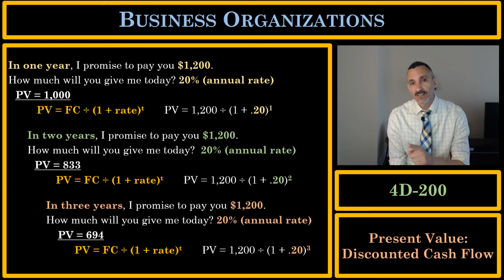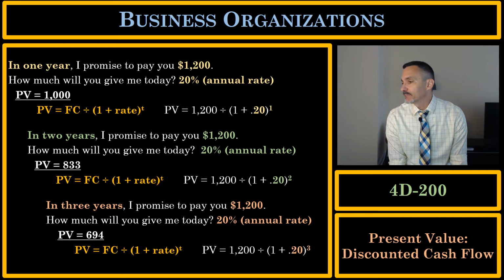And what's the formula? Same formula. You see, the only thing that is changing is that to the power of t. So look at it. The present value equals $1,200. That's the future cash, divided by 1 plus the rate. The rate is 0.20, that's 20% return, to the third power, cubed. Right? You get it? Every period where you're counting the interest, that's what goes in the t.